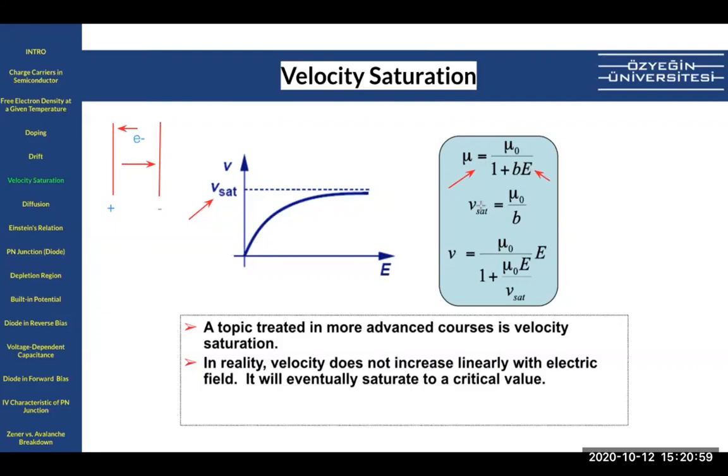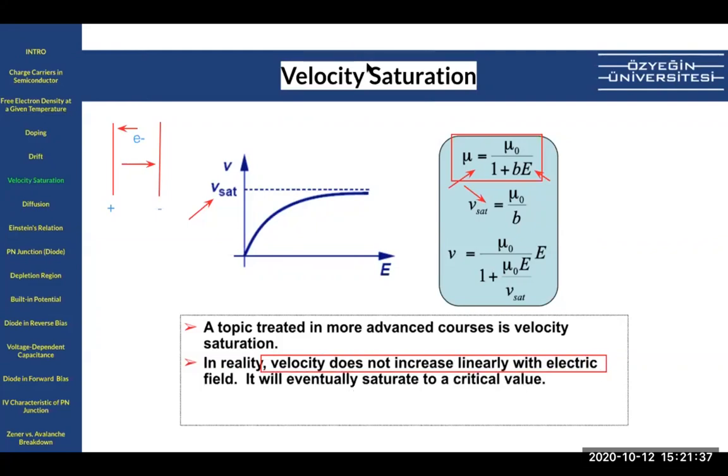And we have this term called Vsat, which is a saturation speed. So it's good to write mobility rather than mu0, so we know that it's a function of electric fields. We'll get into this more in the next lectures, but it's good to know this much at this point: electrons and holes come to a saturation in speeds. Velocity doesn't increase linearly with electric fields. It will eventually saturate to a critical value.